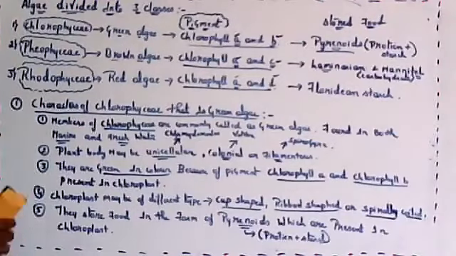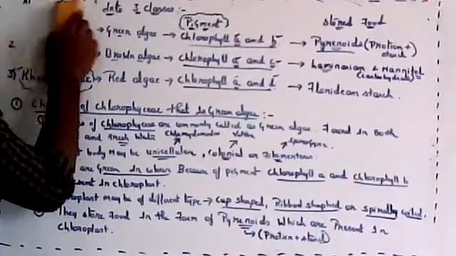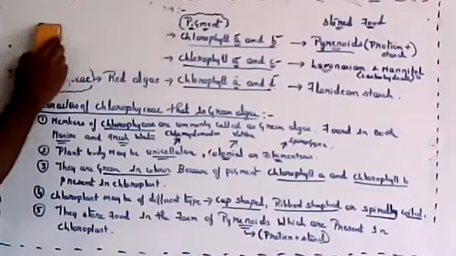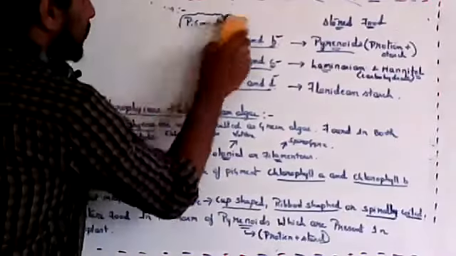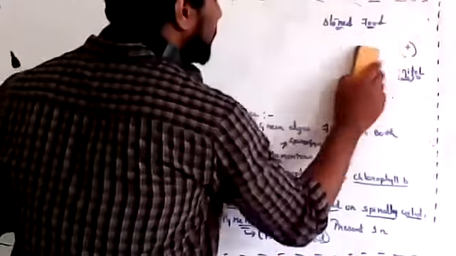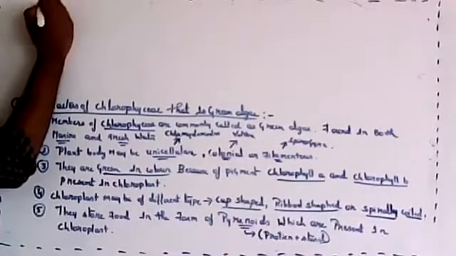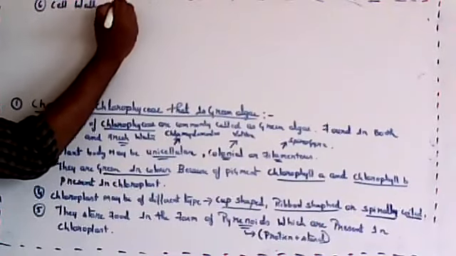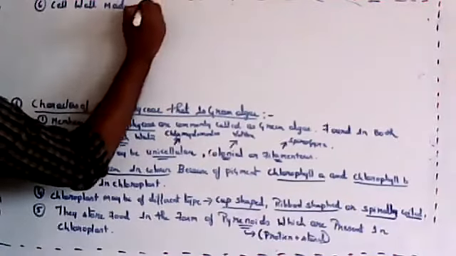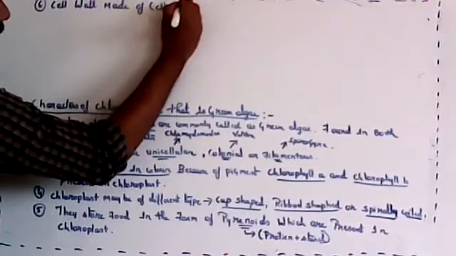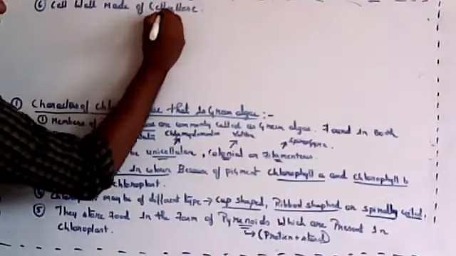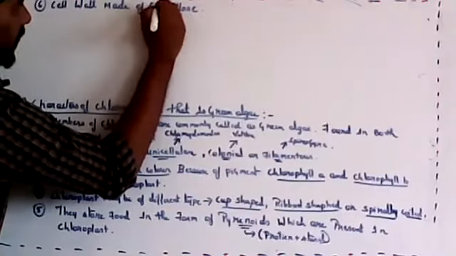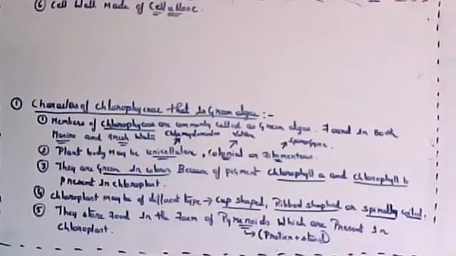Next point, the cell wall is made up of cellulose. In green algae the cell wall is made up of cellulose. So the sixth point: cell wall made of cellulose. The outer layer is called the cell wall, and it is made up of cellulose. In plants also the cell wall is made up of cellulose.